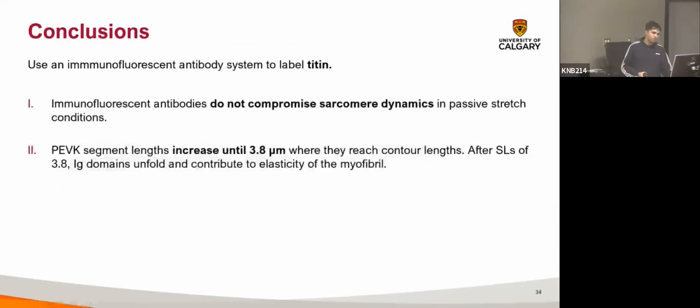So in conclusion for this section, immunofluorescent antibodies don't compromise sarcomere dynamics even when we're labeling titin, and PEVK segments lengthen up to around 3.8 when they reach their contour lengths. Afterwards the IG domain starts to unfold, and we can start to look at the other behaviors.